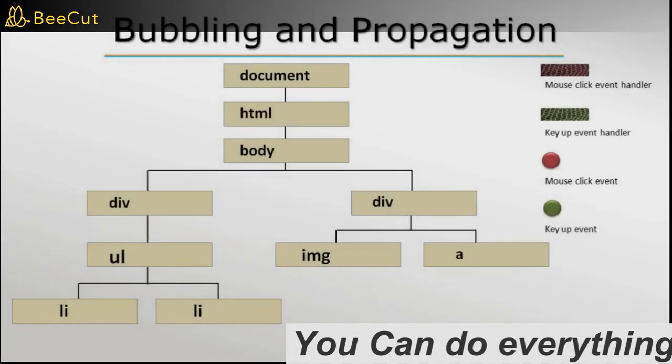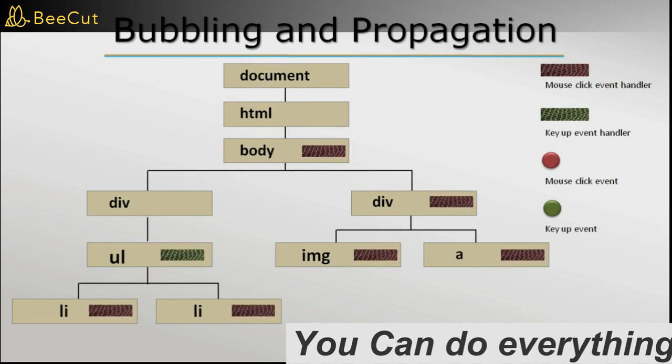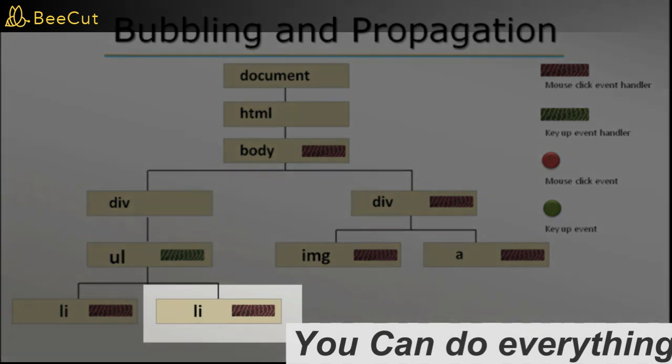Suppose this graphic shows you an HTML DOM structure, and here we have these handlers tied to the respective DOM elements. So these handlers are the mouse click handlers. And let's say this handler is the key up event handler, alright? And let's say that we clicked on this list item element. I mean on the browser, of course. This mouse click generates a mouse click event. And the first handler that will be checked for will be the one tied to the place where the click was generated, which is this list item.